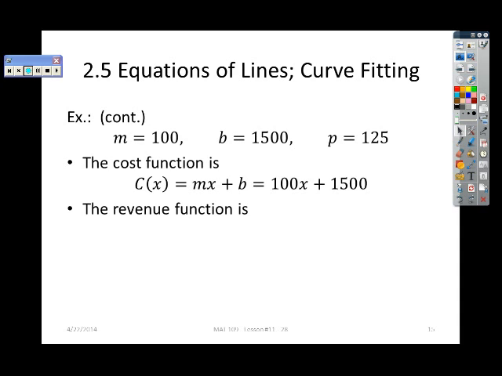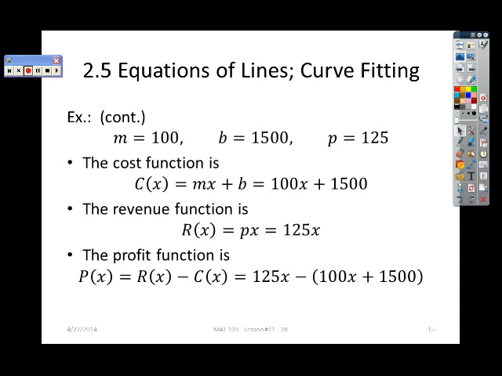Revenue is going to be, if I buy a bicycle for $100, it's going to cost me $100. If I buy two bicycles, it's going to cost me $200, and so forth. So it's going to be the price times how many? 125x. Profit is going to be the difference between those two. The revenue function minus the cost function. So there's the revenue function, there's the cost function. Simplify that and you get this as your profit function. So there are our cost, revenue, and profit functions.